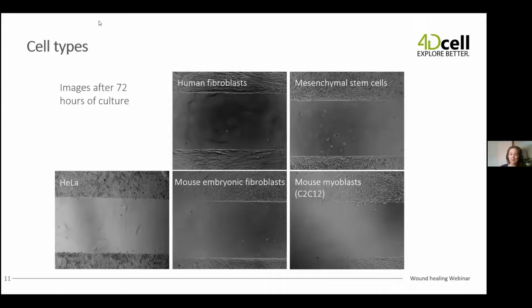So the first thing to test is whether we can do this assay with other cell types. Here I am showing 5 cell types that we've tested. So we have human fibroblasts, mesenchymal stem cells, HeLa cells, mouse embryonic fibroblasts, which I just showed, and mouse myoblasts. And you can see that all of these cell types pattern very nicely. And in fact, once you add the trigger protein, the cells will migrate into the wound at various speeds depending on the specific cell type.